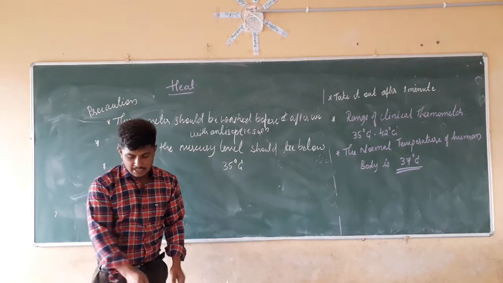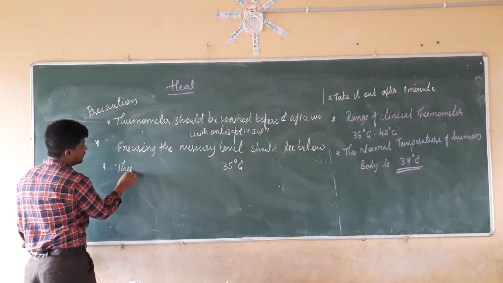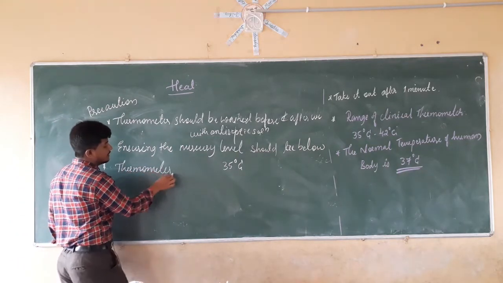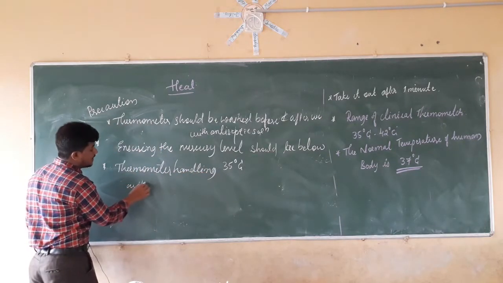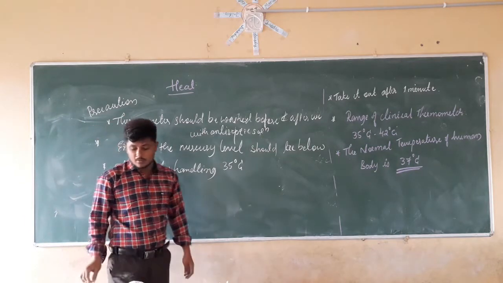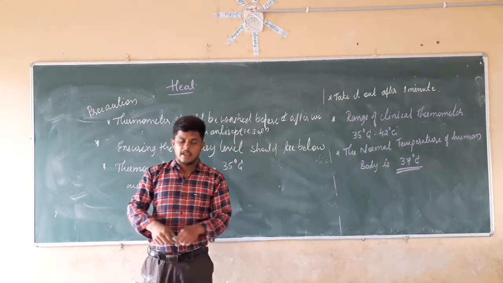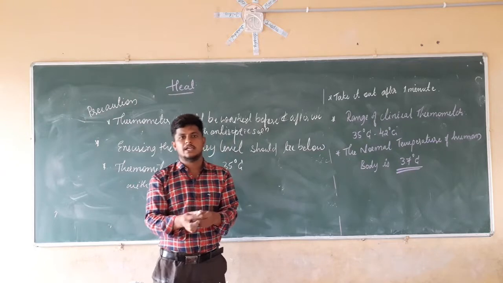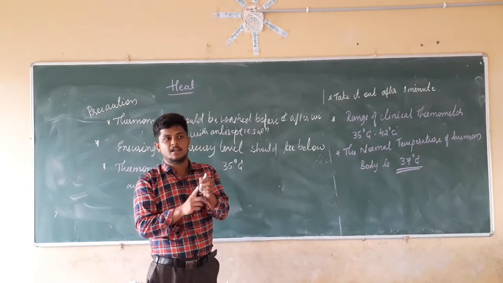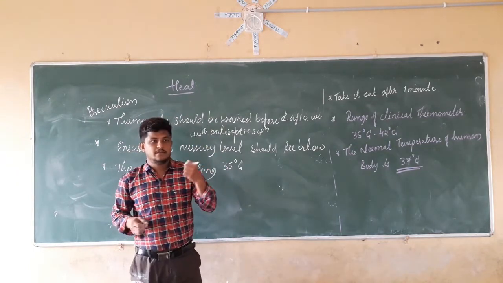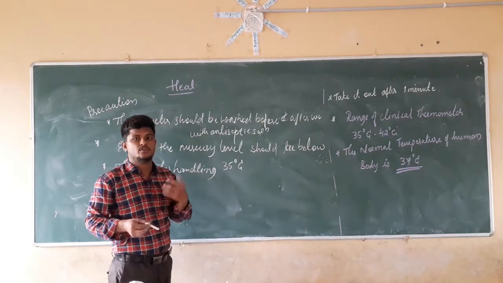Next, the fourth thing: handle the thermometer with care. Thermometer should be handled with care. Why with care? While jerking or washing, if I jerk very quickly or wash very quickly, there is a chance of damaging the bulb, which consists of mercury. If we damage that bulb, then the whole clinical thermometer is going to get damaged.